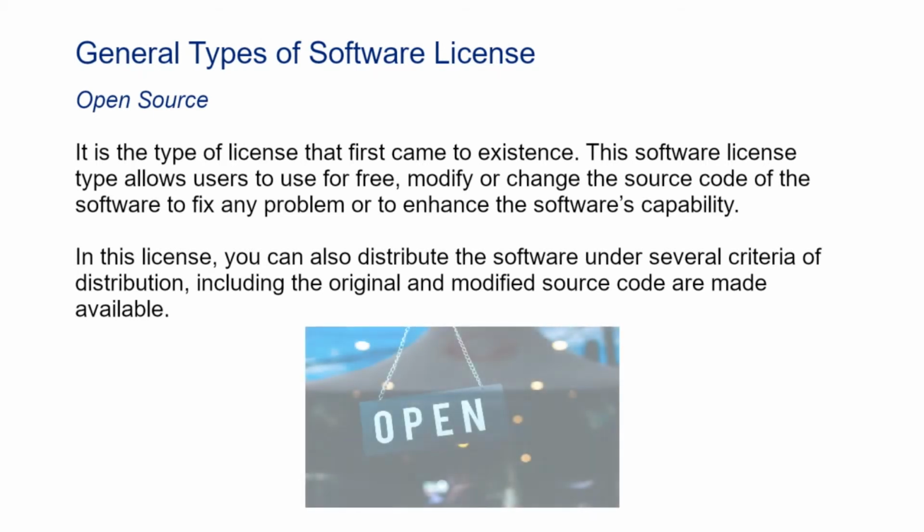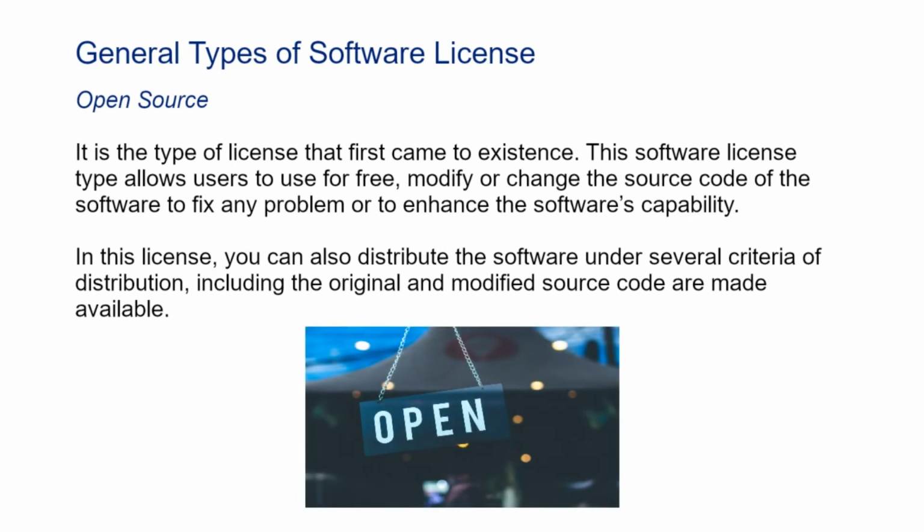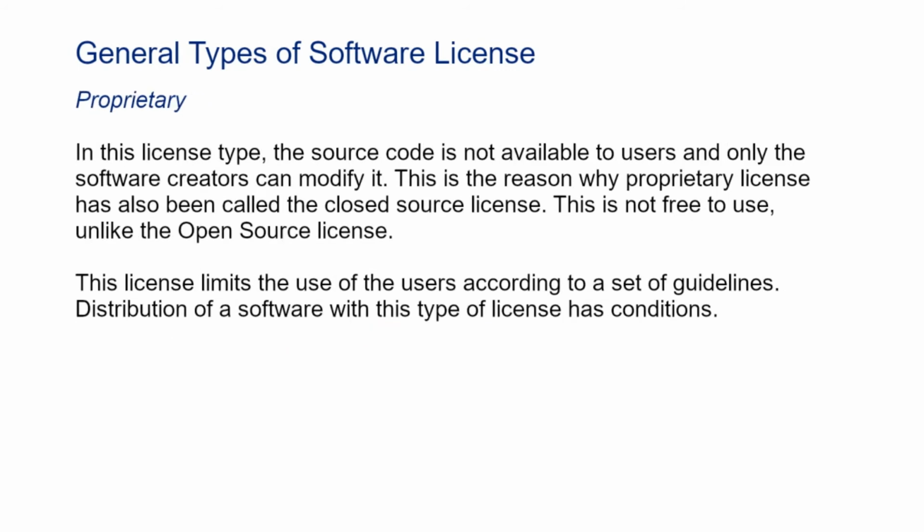including the original and modified source code, are made available. Proprietary. In this license type, the source code is not available to users and only the software creators can modify it. This is the reason why proprietary license has also been called a closed source license. This is not free to use, unlike the open source license. This license limits the use of the users according to a set of guidelines. Distribution of software with this type of license has conditions.